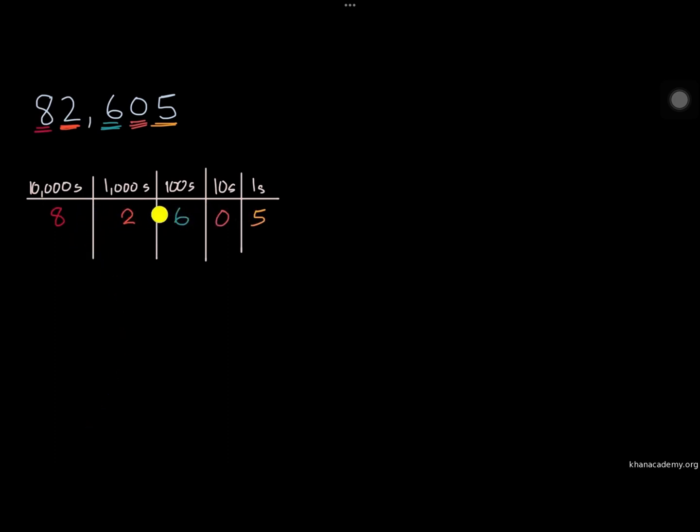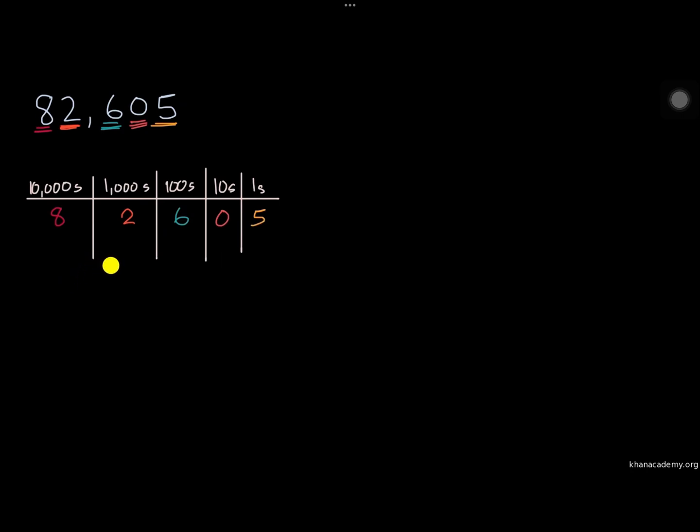And you don't have to do this every time, but I'm just trying to make sure we see every possible way of thinking about it. So you could say 8 10,000s, 2 thousands, 6 hundreds, and 5 ones, but that's not exactly how people would say it out in words. What is typical is that people would say 82,605. And so I'm going to write it that way.